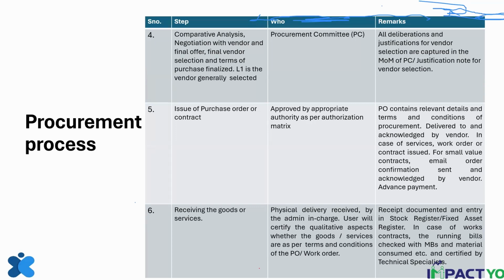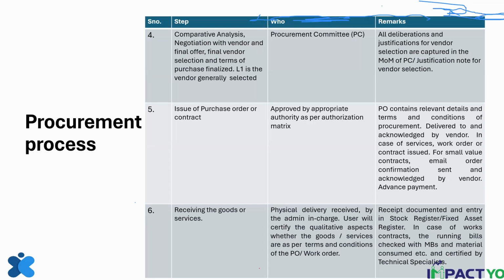Generally, the purchase order is approved by a program person but it is issued by the admin department. Okay, appropriate authority as per authorization matrix. Now, it is likely that you might be the appropriate authority in the authorization matrix, so you will have to sign. This is contract management. Now, a purchase order or a contract containing all the relevant terms and conditions.